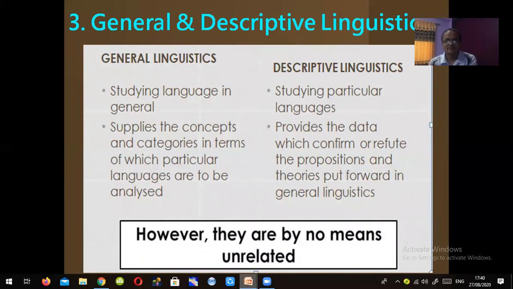General versus descriptive. General, as the name suggests, means studying language in general, while descriptive means studying a particular language. Descriptive linguistics supplies the concepts and categories in terms of which particular languages are to be analyzed and provides the data which confirm or refute the propositions and theories put forward in general linguistics. So descriptive means describing a particular language. General linguistics studies the general properties of language in general.